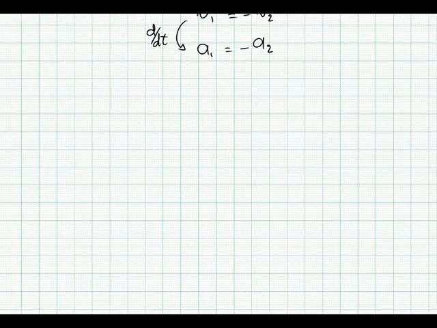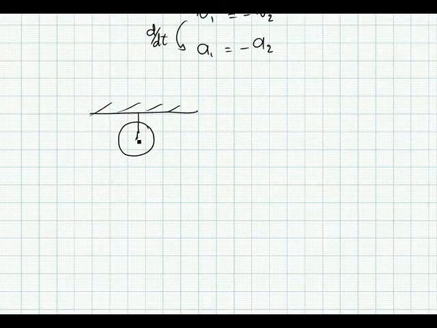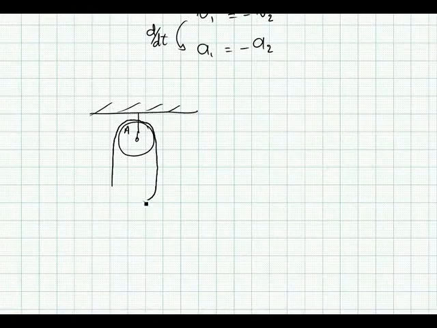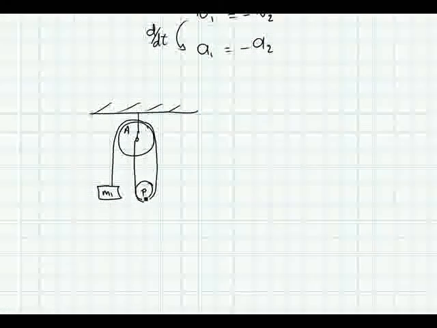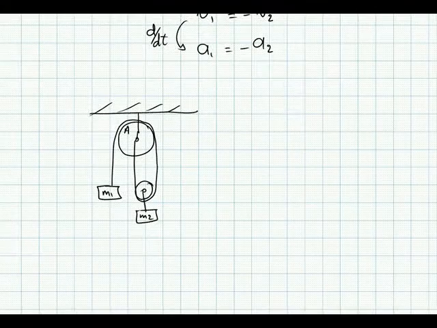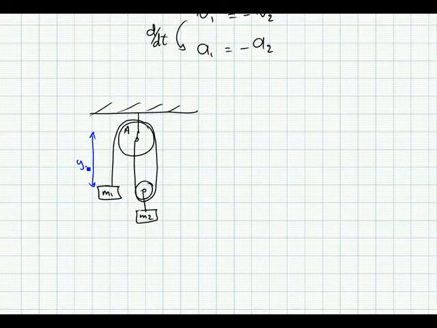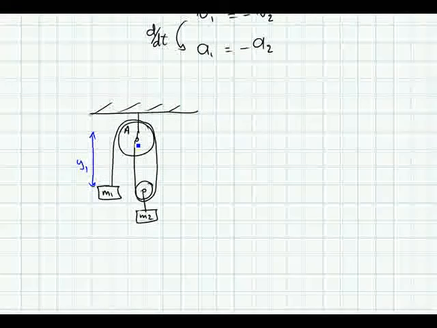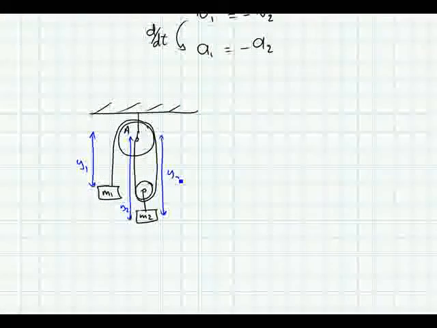Now let's consider an example where we have once again a pulley, this time a big pulley like this. Let's call this pulley A, held from the ceiling, and then we have another pulley B here, and once again let's have our masses M1 and M2 attached to the two pulleys. Now let me use the blue pen to show the distances. If I call this y1, and then the distance from the pulley to mass m2 y2 on this side and y3 on this side.